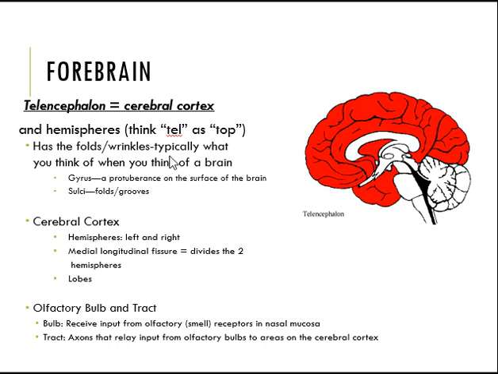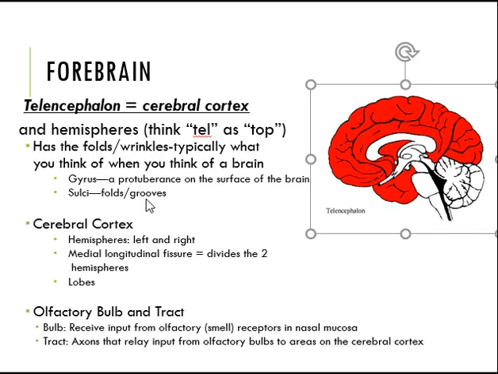A good way to remember this is thinking tel and telencephalon, tel as in top. And as you can see, there are tons of folds and wrinkles, which is typically what we associate with an image of a brain. And these are the gyri and sulci. So a gyrus is a protuberance on the surface of the brain, and the sulci are the folds and grooves.